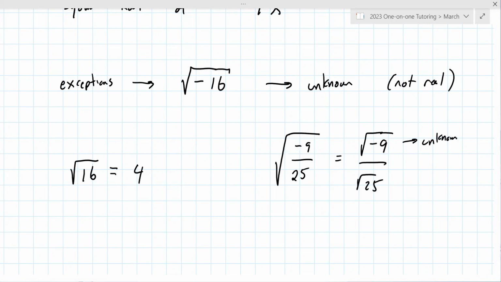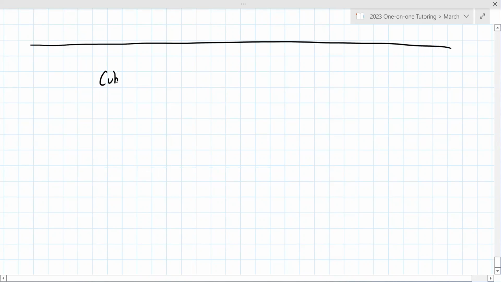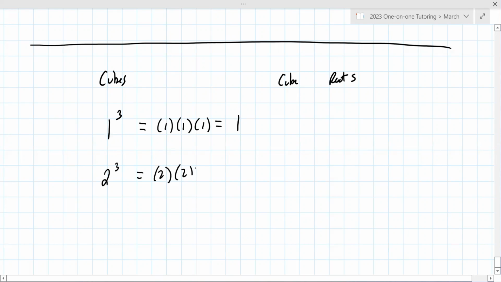Great. So in the last little bit of time we've got, we're going to talk about cubes and cube roots. We kind of alluded to this earlier, but just like squares and square roots, you can take the cube or third power of every number. So 1 cubed literally means 1 times 1 times 1, which is 1. 2 cubed is 2 times 2 times 2, which is 8. 3 cubed is 3 times 3 times 3, which is 27.